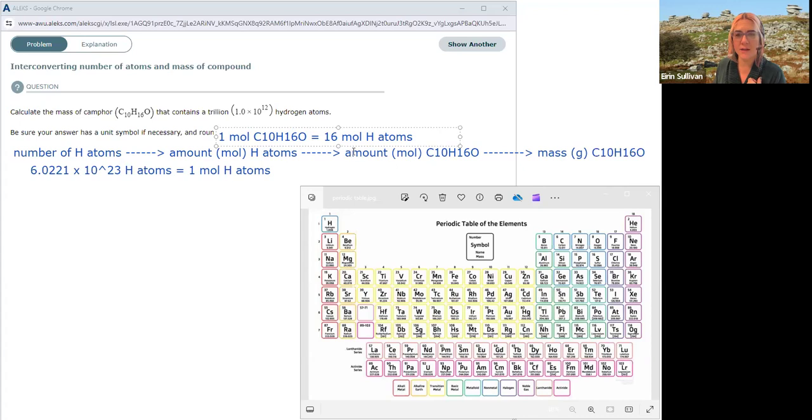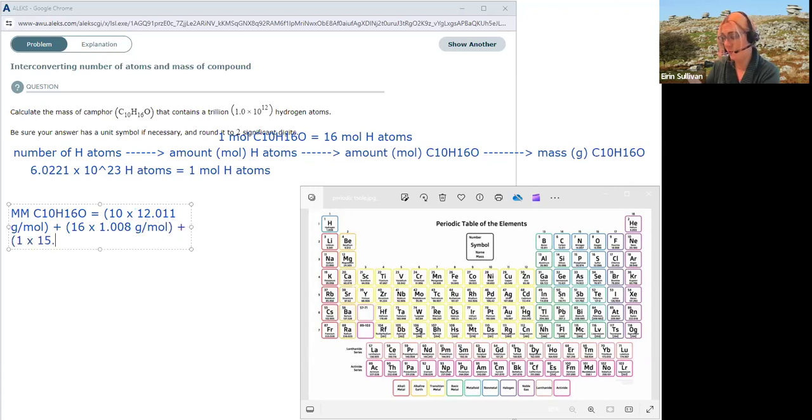So then the last thing, to go from the amount in moles of the camphor to the mass in grams of camphor, we're going to need the molar mass of camphor. So I should work that out really quickly. C10H16O. So that is going to be 10 times 12.011 grams per mole for the carbon, plus 16 times 1.008 grams per mole for the hydrogen, plus 1 oxygen, 1 times 15.999 grams per mole.